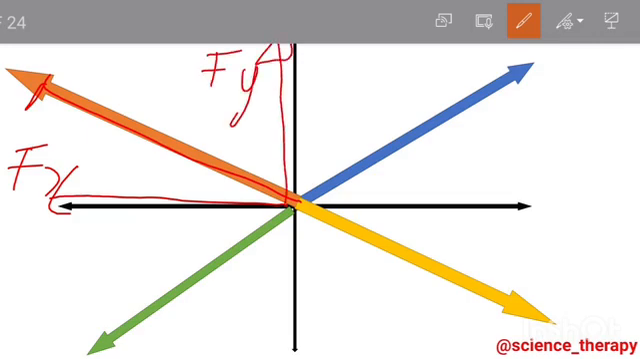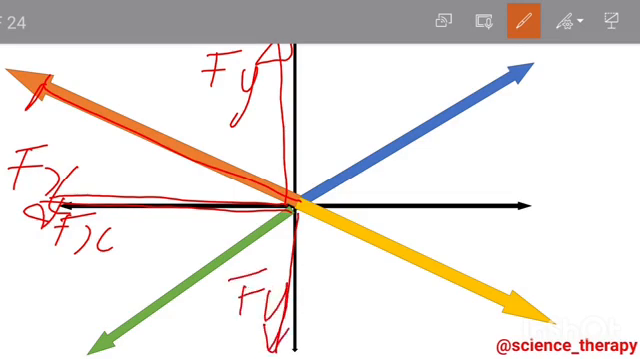Now what about the green one below here? Where is it going in terms of your horizontal movement? It is also going to the left. So this becomes your fx. But where is it going in terms of your vertical movement? Is it up or down? It's going down. So this becomes your fy.